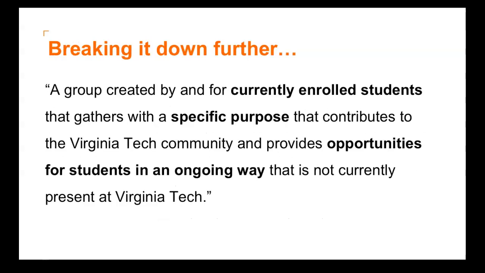To further articulate the definition of student organization, Student Engagement and Campus Life further defines a student organization as a group created by and for currently enrolled students that gathers with a specific purpose that contributes to the Virginia Tech community and provides opportunities for students in an ongoing way that is not currently present at Virginia Tech. Throughout the year, your organization should create opportunities for members and other Virginia Tech students to participate in that are specifically related to your organization. These opportunities should relate to your unique purpose and benefit the Virginia Tech community.